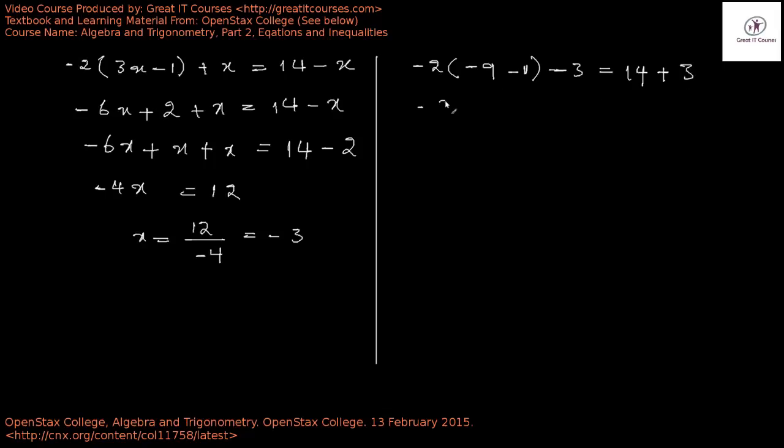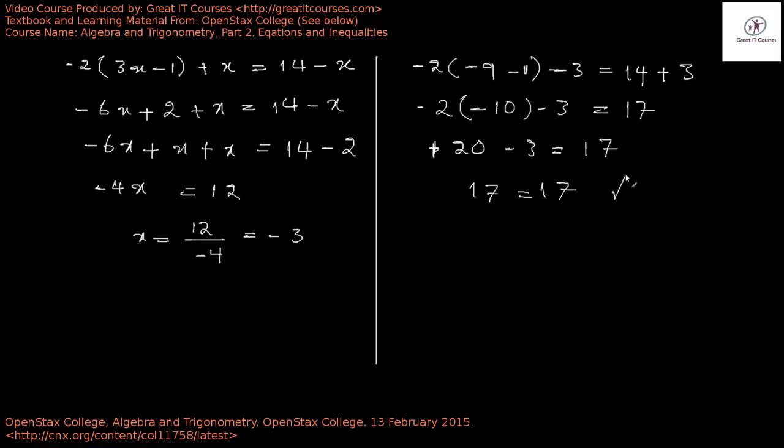So this is minus 2 into minus 10, minus 3 is equal to 17. And this is minus 20, minus 3 is equal to 17. Now this is plus 20. Minus into minus is plus. So plus 20 minus 3 is equal to 17. And 20 minus 3 is equal to 17, which equals 17. That is correct.